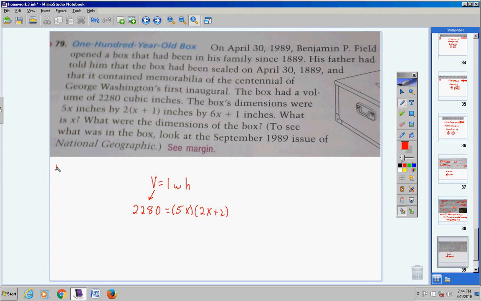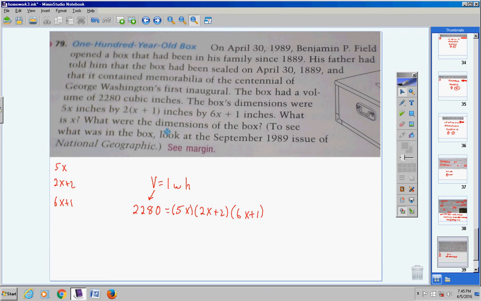So off to the side I have a 5x, and I have a 2x plus 2, and I have a 6x plus 1. Those are my dimensions. I'm not sure which one's my length, width, and height, okay? So right here I'm going to put 6x plus 1. So there we go. I have my length times my width times my height. Now, this is going to be a little bit of a pain. They want us to solve for x. Now relax, guys. It's not as hard as it looks, okay?